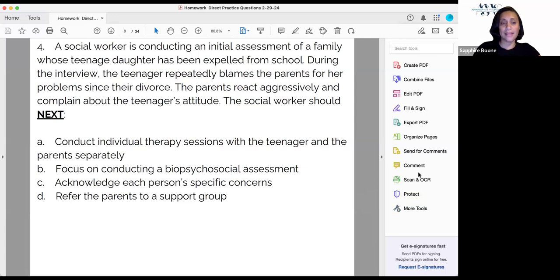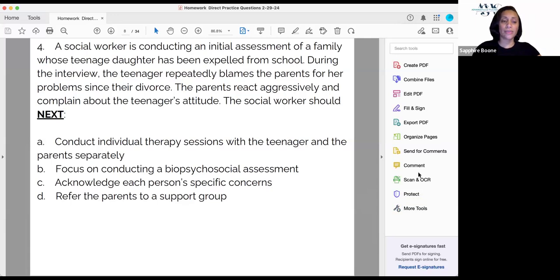Get rid of A and D. Yes, conduct individual therapy sessions separately. We don't typically do that with a family, right? Especially not in the initial assessment. We're not going to do that. So that, yes, we would definitely get rid of A. We would definitely get rid of D, because D is a support group. And so that's going to be intervention.